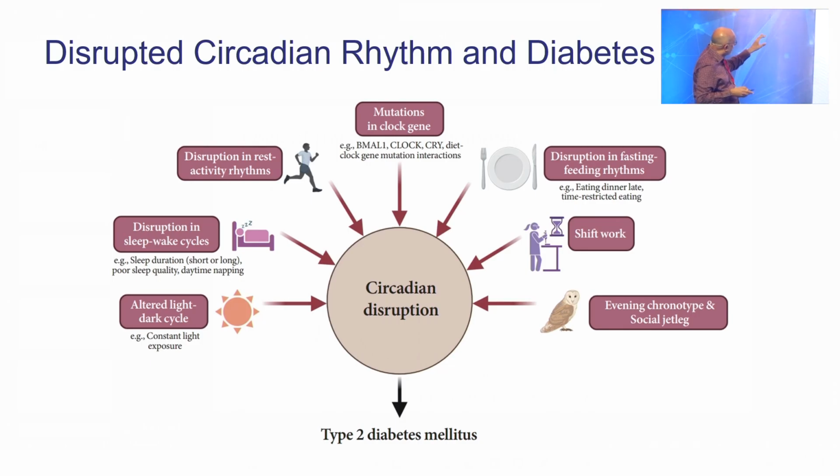There's an altered dark-light cycle. We sleep later. We are not exposed to darkness. Darkness is as important as light. We'll talk about it. Then, of course, we can have genetic conditions, but this is something all of you have heard before.